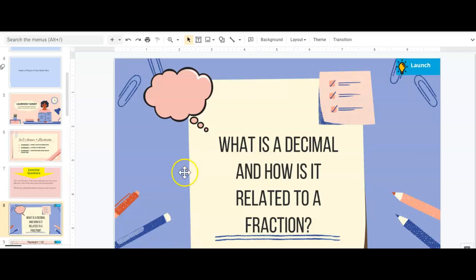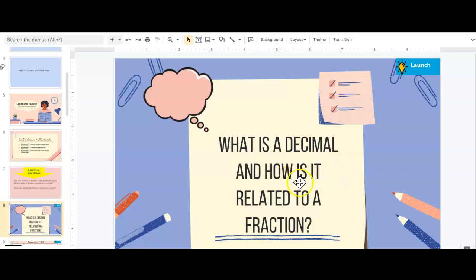So you've had a chance to pause the video and write down your answer to this question: what is a decimal and how is it related to a fraction? Some of the things that you could have said is that a decimal separates a whole number from a part of a whole. And also, when you think about money, you always see a decimal point there. When it comes to money, the decimal separates the dollars from the cents.